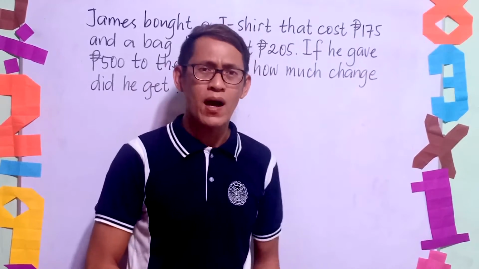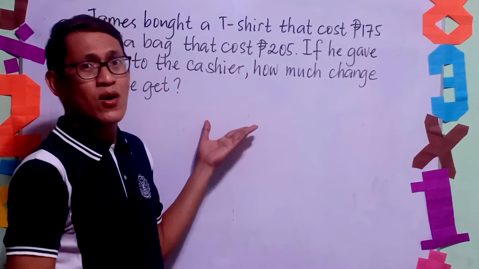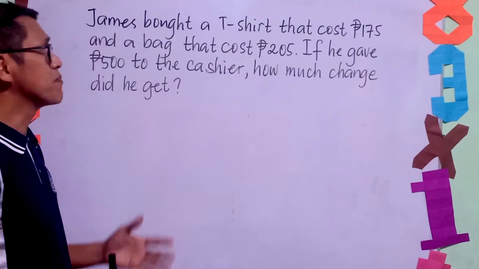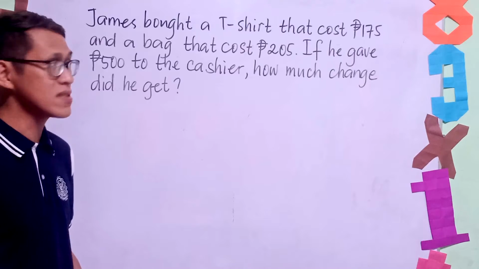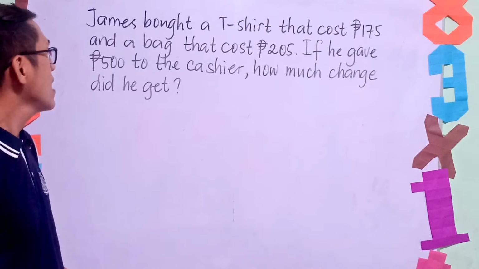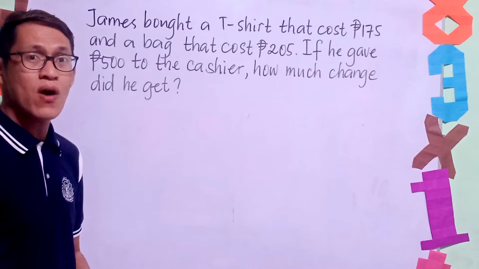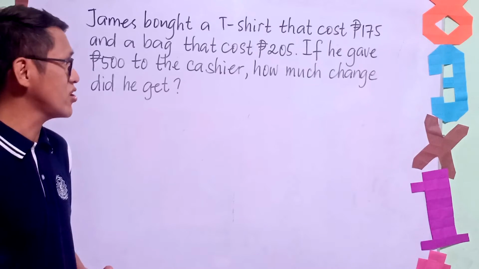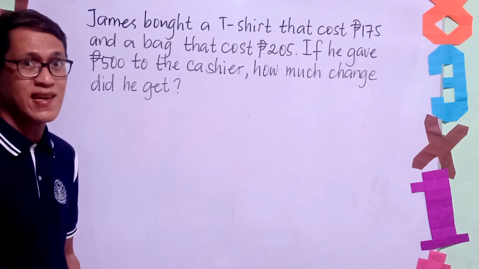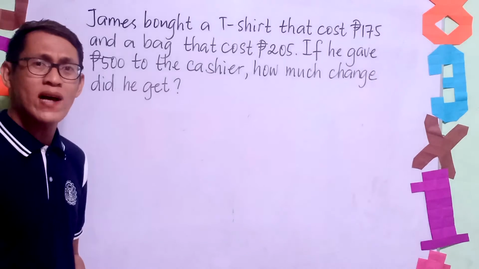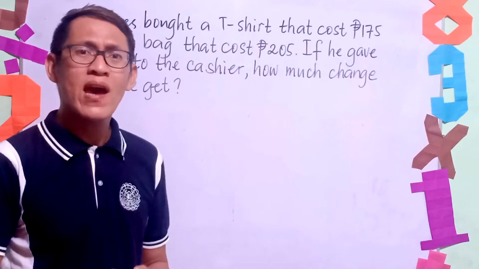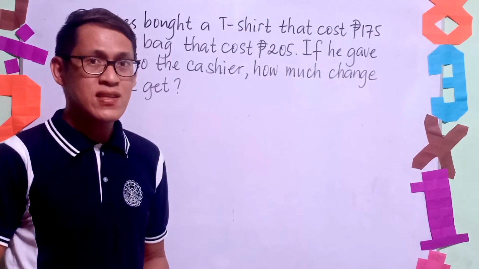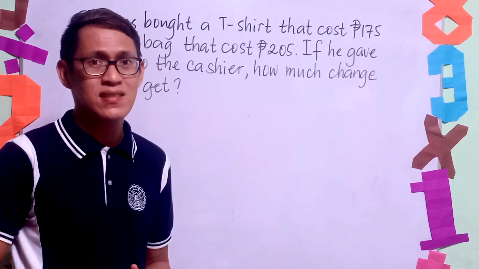Now let's start by solving these simple word problems here on the board. Let me read it to you. James bought a t-shirt that cost 175 pesos and a bag that cost 205 pesos. If he gave 500 pesos to the cashier, how much change did he get? If you want to solve this problem, first you have to know the total expenses of James. Am I correct? So how do we get the total expenses?